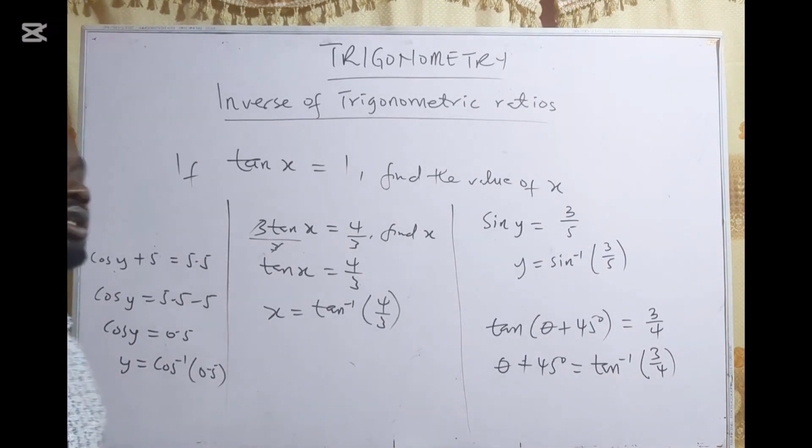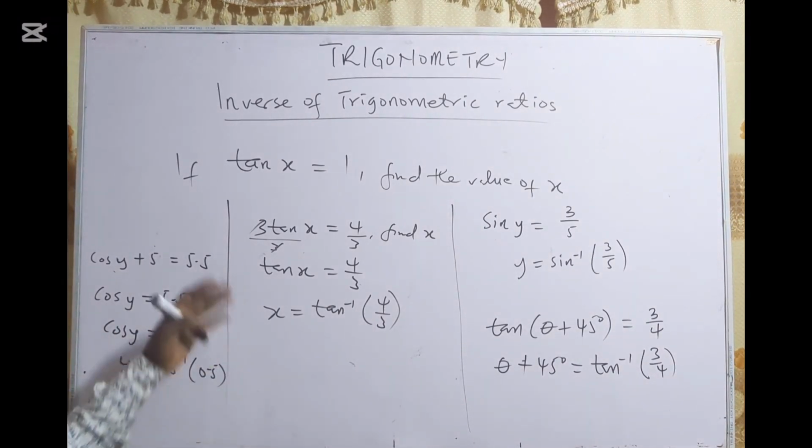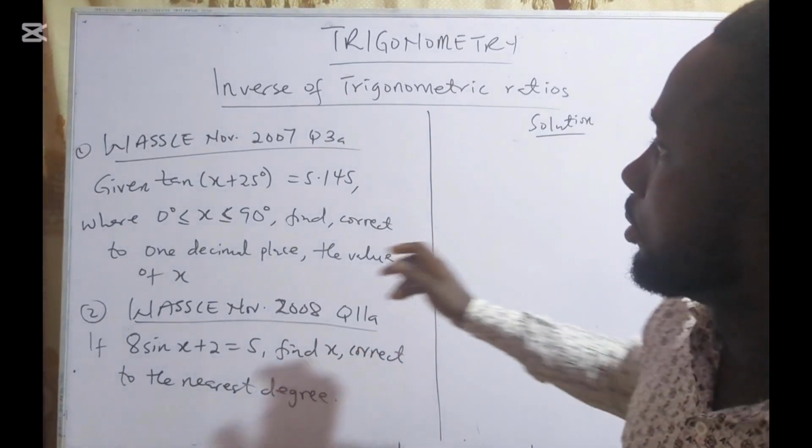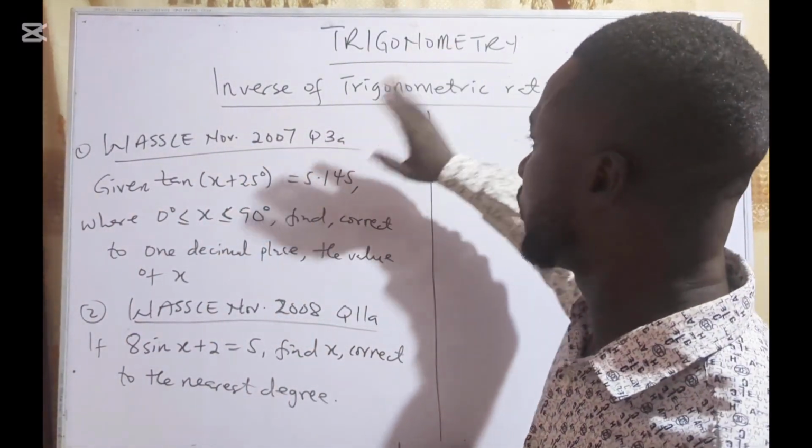So this is the dynamics of how you can find the value of an angle when you are given a trigonometric ratio. I believe this is clear. Let's solve some questions right away. Okay, so let's look at the examples. November 2007, question 3.